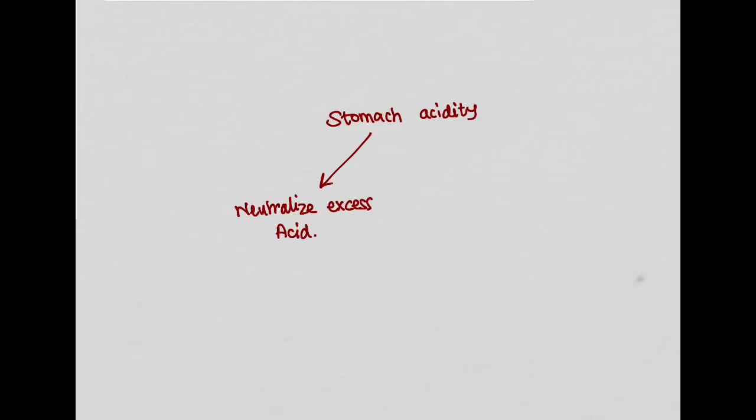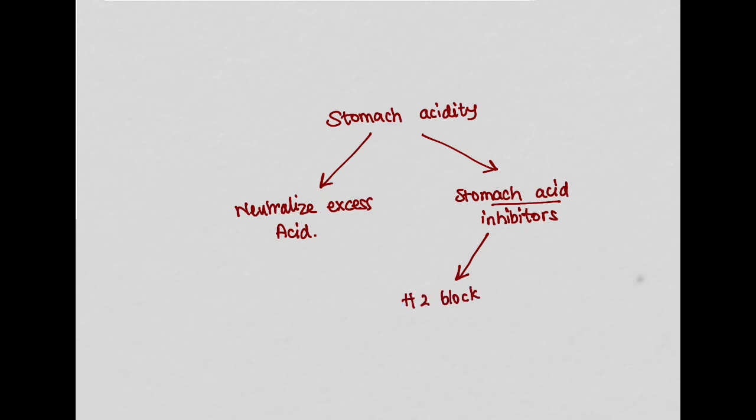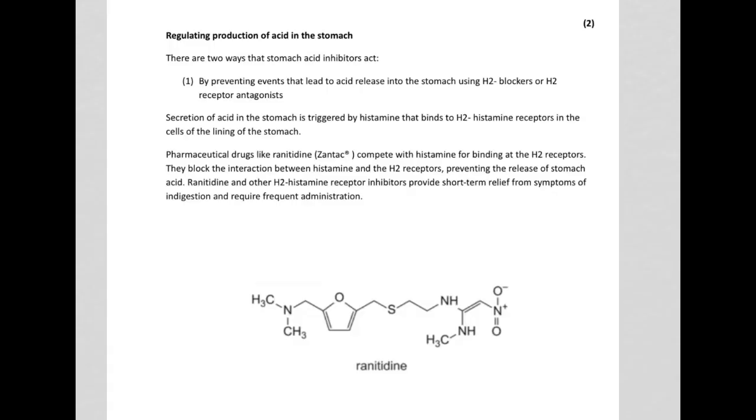So we've seen one way of combating stomach acidity, which is by neutralizing excess acid. Another way to combat stomach acidity is to inhibit the production of stomach acid. And there's two ways that these acid inhibitors act. Some of them are H2 blockers, and some of them are proton pump inhibitors. Now let's see how these H2 blockers act.